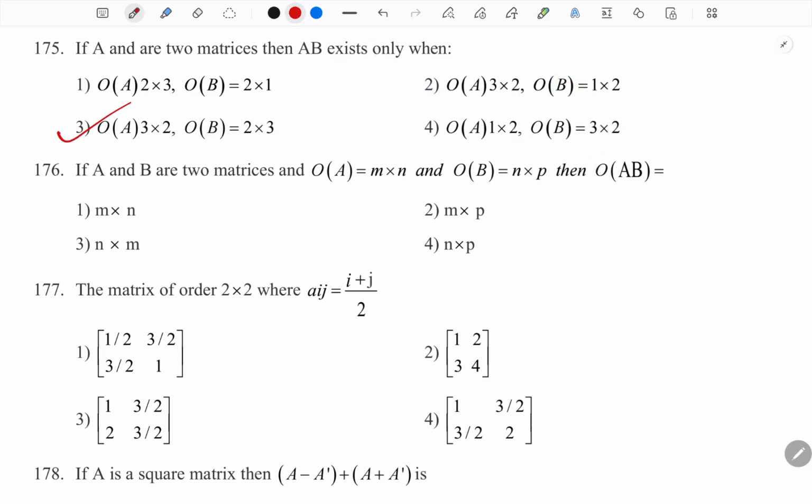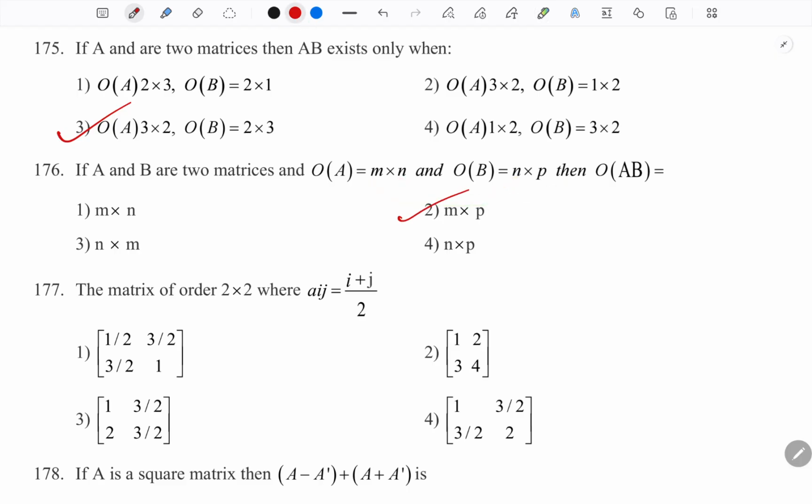It takes just 2-3 seconds, right? Next question, similar. They gave two matrices' orders and asked what is the order of AP. Tell me, are these two the same? Yes. Then what is the result? M by P. So what is the M by P answer? It is option number 2.